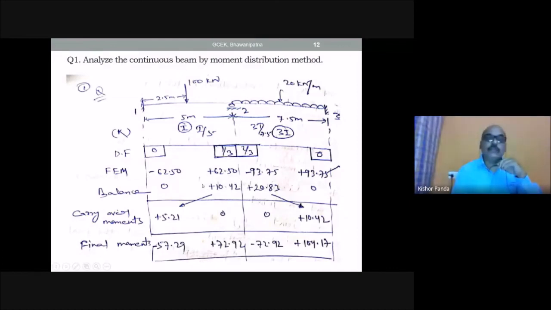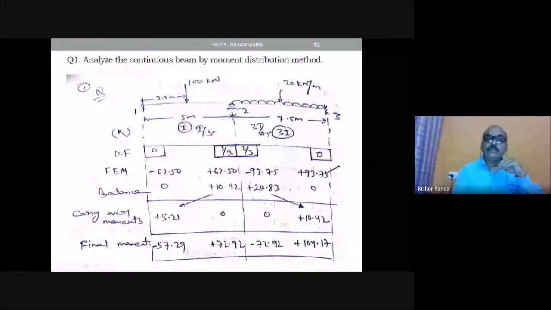This is your balance. The unbalanced moment is balanced by multiplying with the distribution factor. So this is the fixed end moment, then this is your balance. And here this into 0 is 0, and here also into 0 is 0. Then this moment you have to carry over. Half of the moment will be carried over to the other end. So here you take half of the moment to this side, and here half of the moment to this side. And this is 0, and here also this is 0.